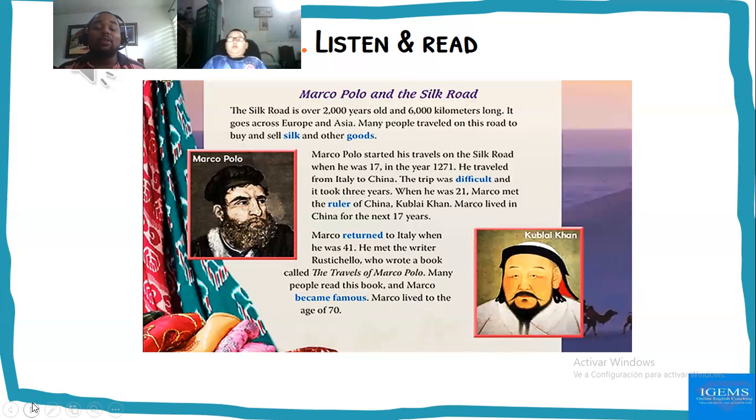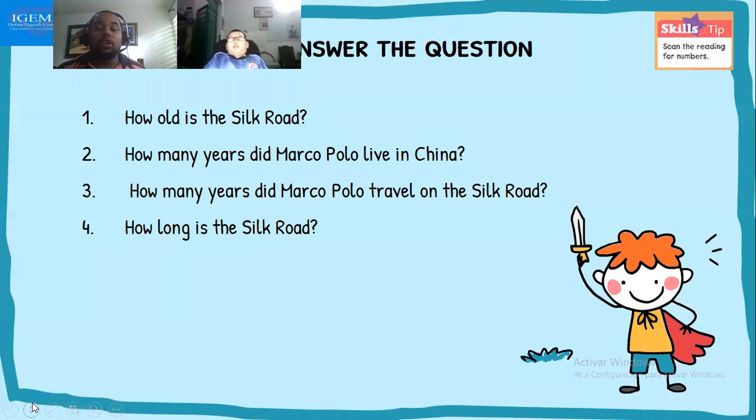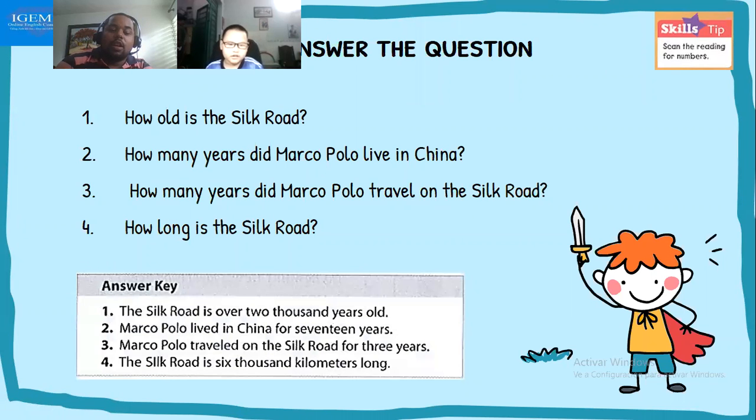So now let's go ahead with the questions. Number one, how old is the Silk Road? Any idea? 2000. That is right. Over 2,000 years. Okay, it's over 2,000 years old.